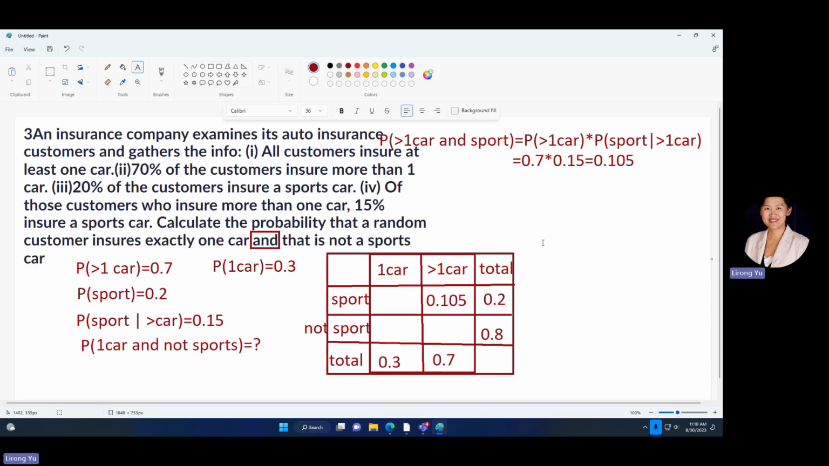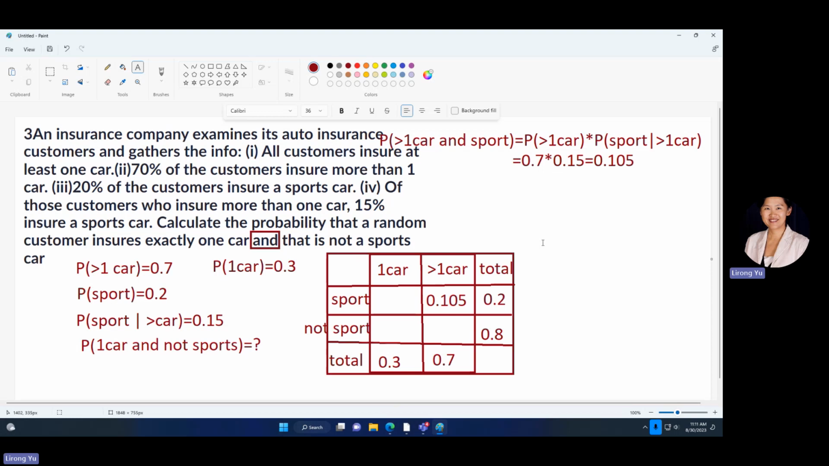Because what we eventually want is to calculate probably 1 car and not sports. So it's not sports at 1 car. We need to know that sports, right? If you want to know this, you either know that or that. So now I know this, and then by subtraction, I'll know this, and then by subtraction, I can find this. I hope that kind of makes sense.